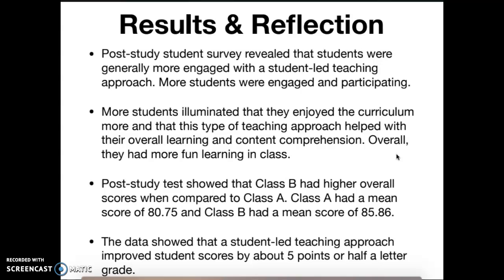So classroom B, the second class, my period 4, had higher overall scores compared to the first class. The mean score of class A was 80.75, and classroom B had a mean score of 85.86. That was about 5 points higher, or about half a letter grade. I feel like that was a fairly significant margin for a lot of kids. That almost raised them up by a full letter grade, which was awesome to see.